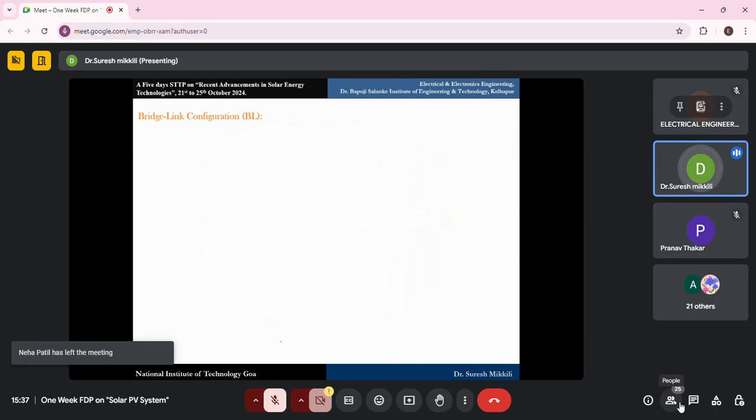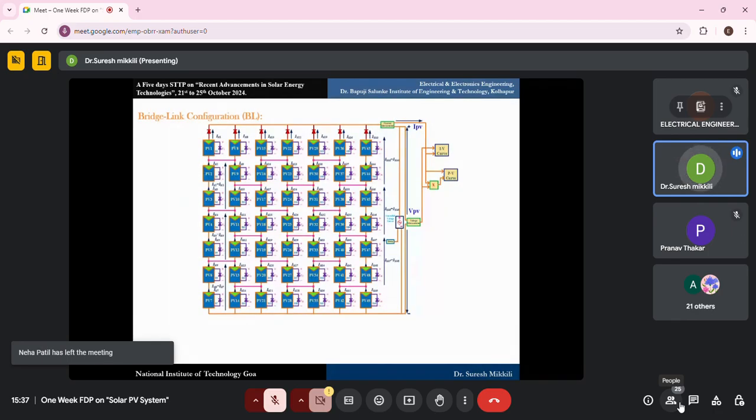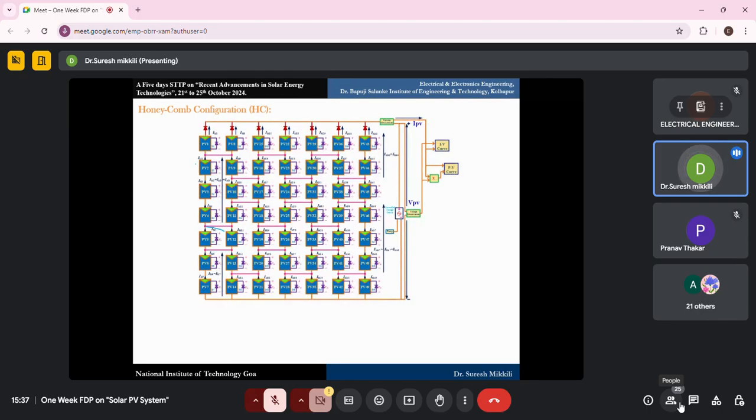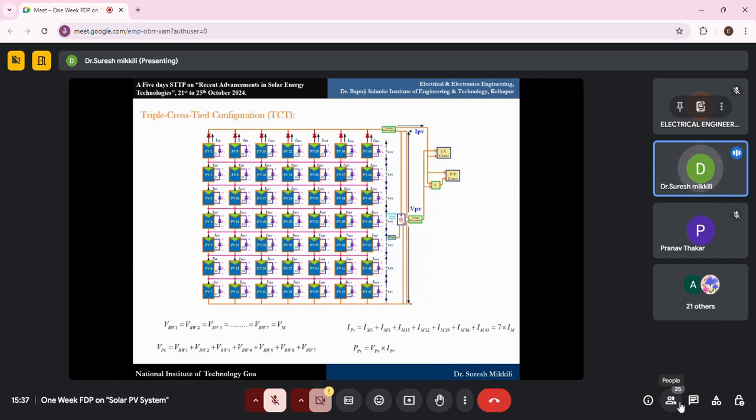Similarly, bridge link is a combination where 4 bridges together are considered, then one tie will be taken, next 4. Bridge link also is for medium voltage, medium power applications. Honeycomb structure is taken with 6 ties, then after that one more, so that combination forms the honeycomb structure. Here also it is medium voltage, medium power application. Yesterday we already discussed these things.